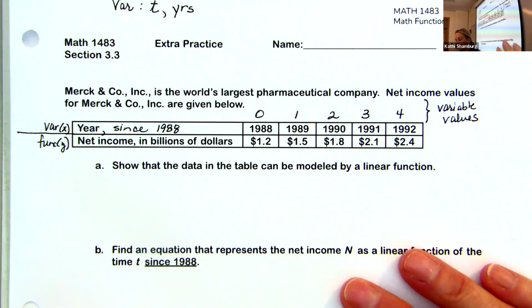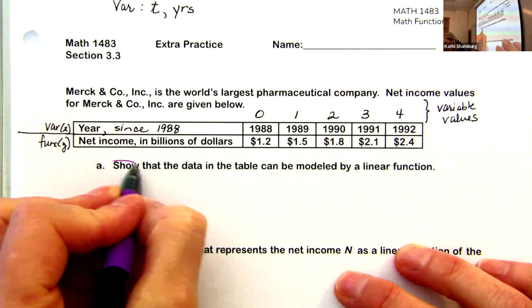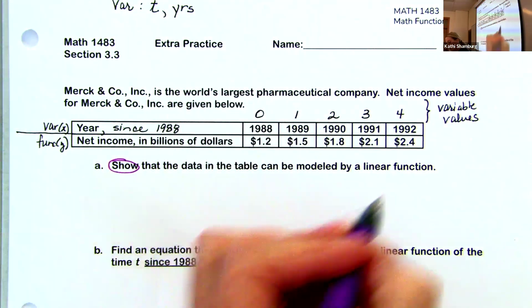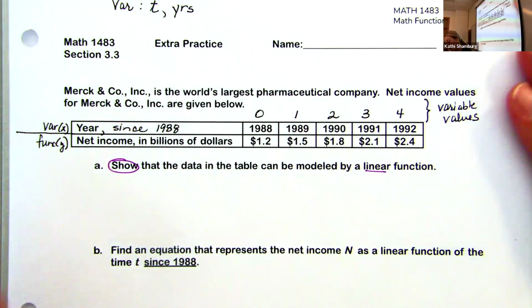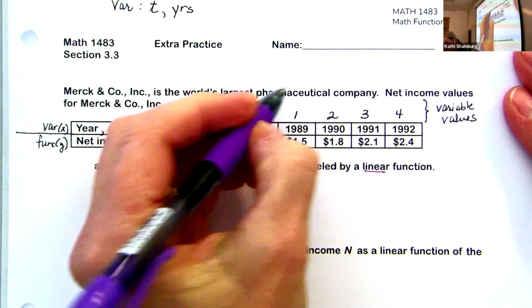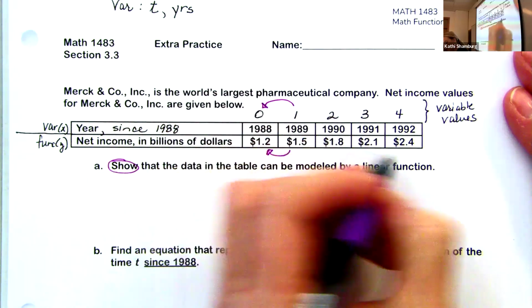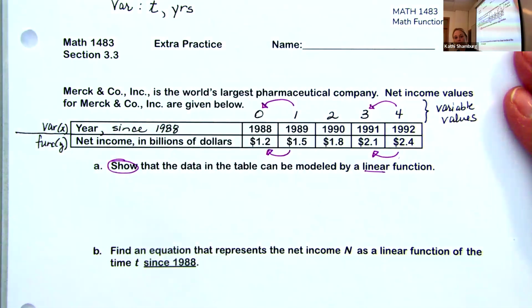All right, so part A says, show that the data in the table can be modeled by a linear function. Okay, I've been stressing this, that when it says show that from a table, what are we going to do? Average rate of change. So we're going to calculate that, and we don't have to do it for every one of them. So we're going to do it for the first two and then the last two.